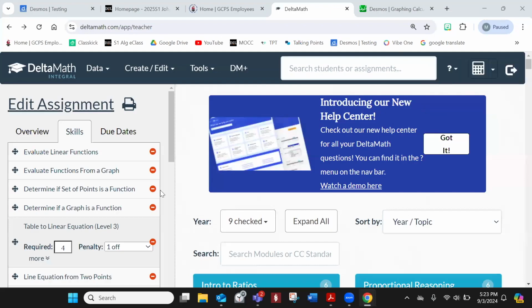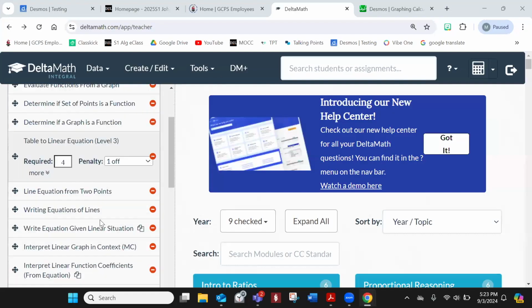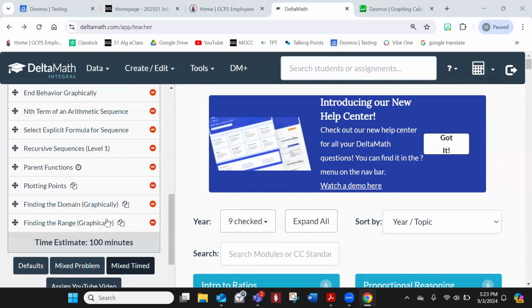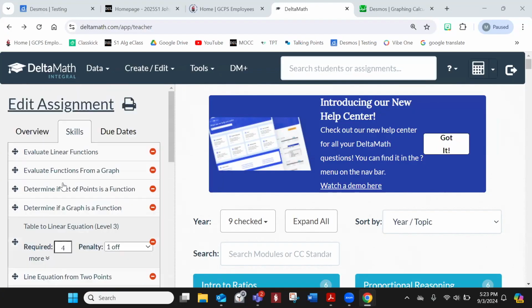All right, so after some thought, I don't know why I didn't think of this sooner, but I decided to just do one example of each of the topics that will be on your test Wednesday and Thursday. So here we go. The first one is evaluating linear functions.